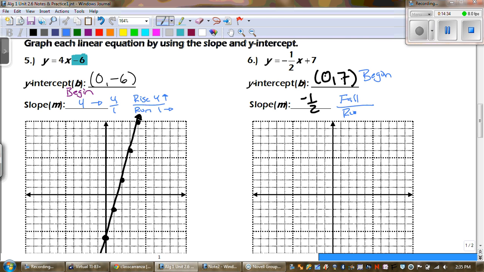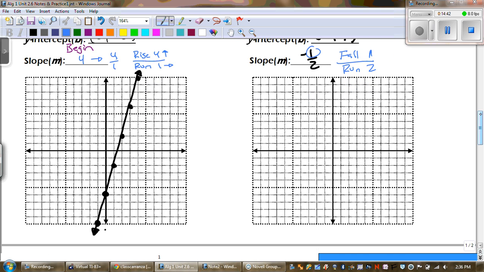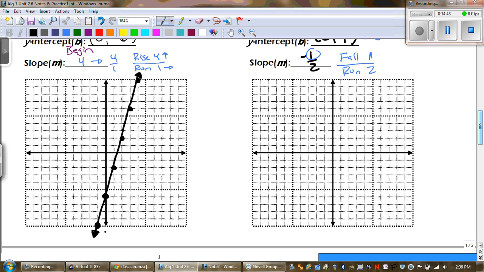That's your fall over your run. Your fall is your first number, which is 1. And then the run, you go left to right. Okay? So, once again, it says that we start at 7. So I'm going to start at +7 up here, and I need to fall 1 over 2.